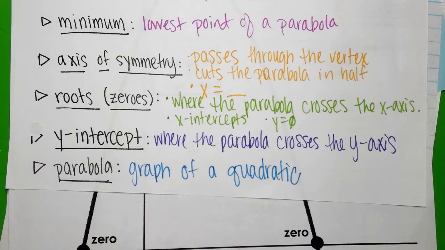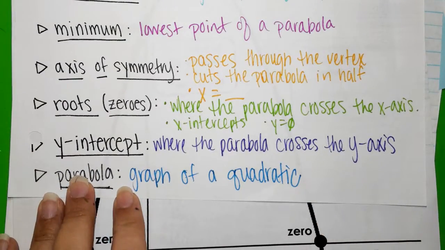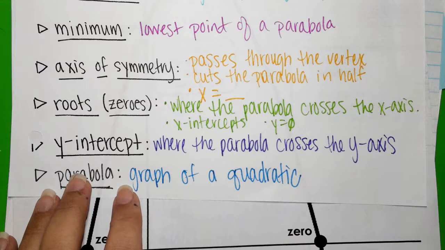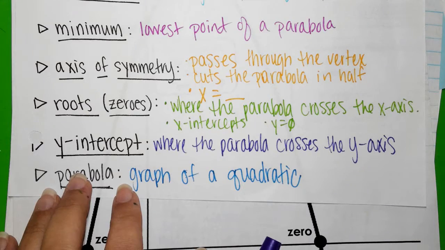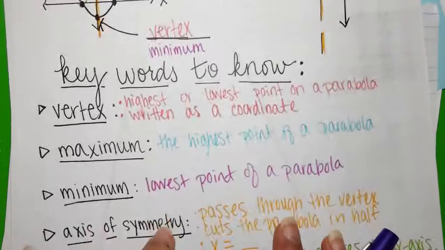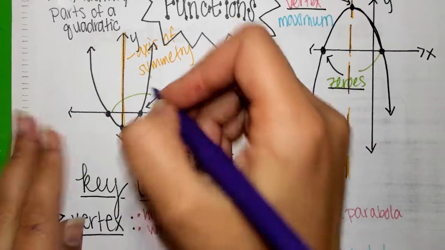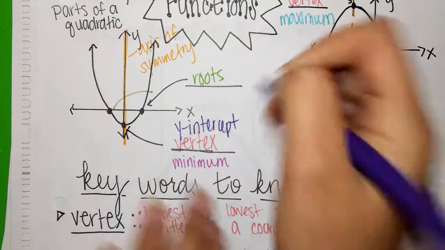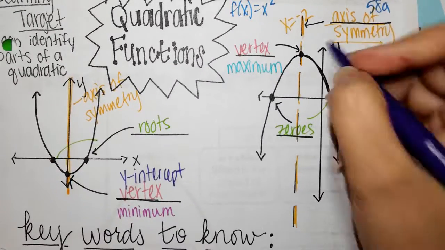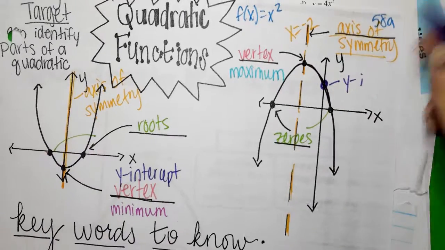Now, it may be the vertex, it may not be the vertex. You may be able to see it, you may not be able to see it. On the one on the left, what's our y-intercept? There's no numbers to tell. The one on the left, is it the roots or the vertex? Vertex. Now on the right, it's where it crosses the y-axis, so this is our y-intercept.